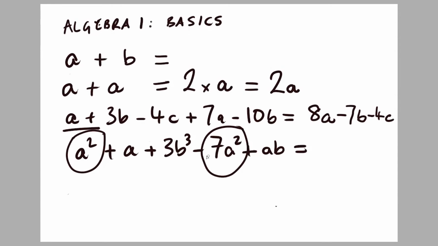So these two, a squared minus 7a squared, is going to give me minus 6a squared. And then in terms of just algebra, everything else is just going to remain the same. So that's how you add algebra, or add algebraic terms together.